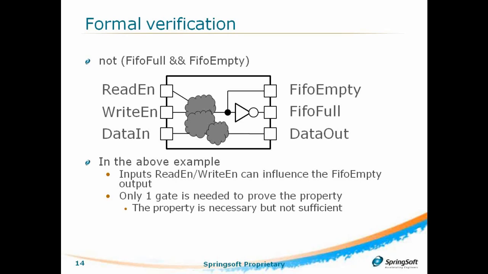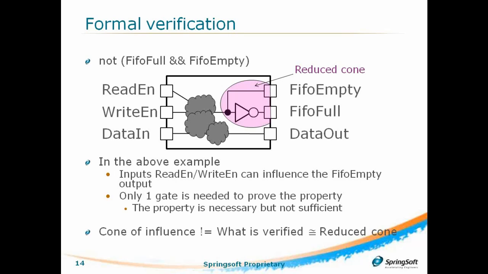Now let's consider the read enable and write enable. Those two signals can influence, through the cloud of logic which is here, the FIFO empty and the FIFO full outputs. So this is called the cone of influence for the property which would be connected on those two outputs. But this is not really what was verified by the formal tool. Now let's consider what the formal tool has to take into account to be able to say yes, this property is proven on that design. The formal tool only has to get this part of the design, and this is an important point to keep in mind.